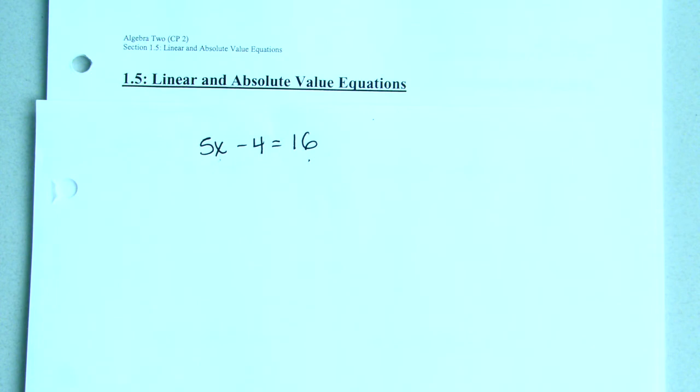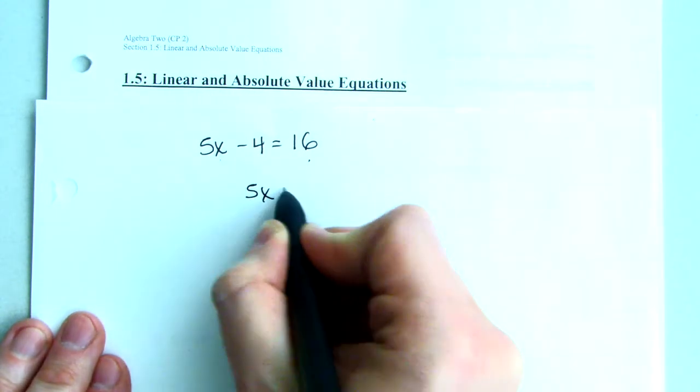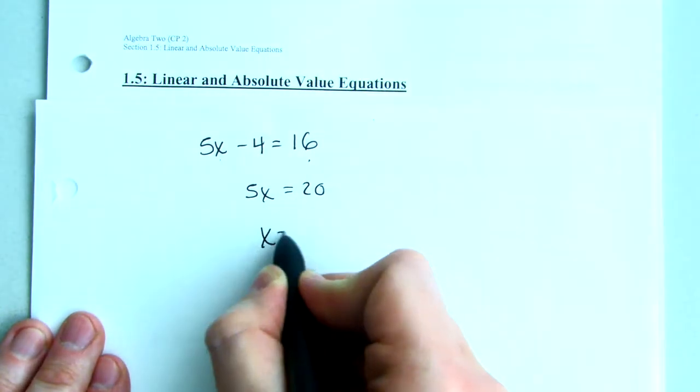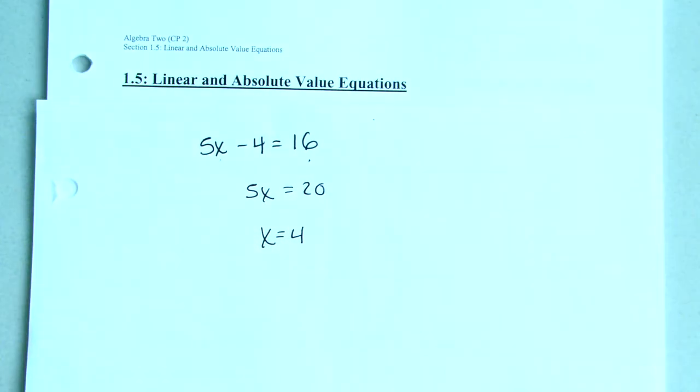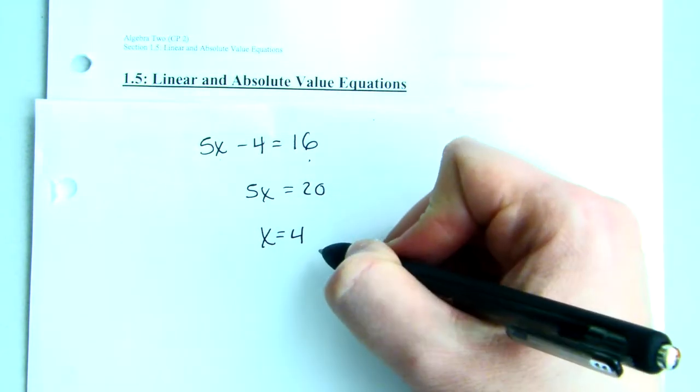But one thing I'm going to be very particular about is showing all of the algebra. 5x minus 4 equals 16. 5x equals 20. x equals 4. That's not really algebra. That's just sort of magic. I need to see how this line becomes this line, and how does this line become this line.